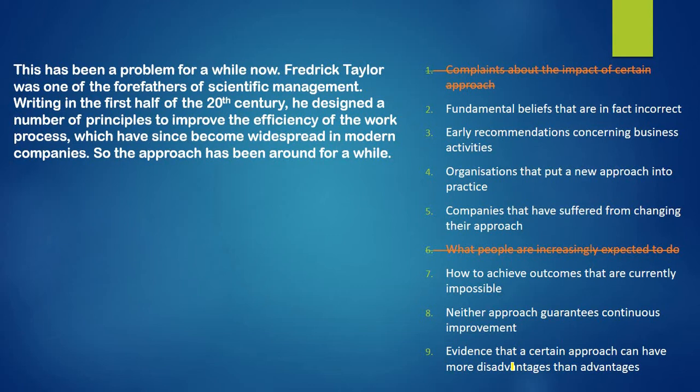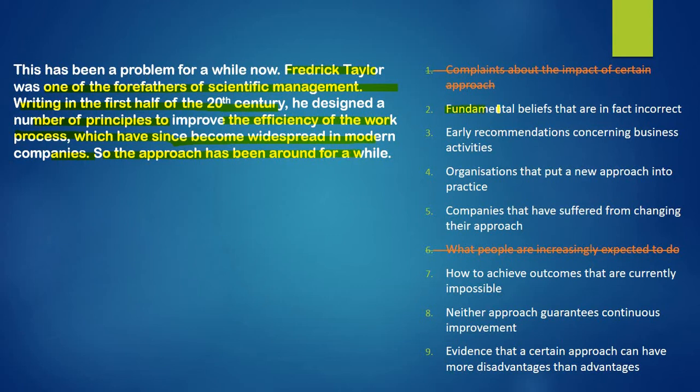If you want to read the whole paragraph, please pause the video. This paragraph talks about Frederick Taylor, one of the forefathers of scientific management. He wrote something in the 20th century, and he designed a number of principles to improve the efficiency of the work process, which have since become widespread in modern companies. So the approach has been around for a while. So this one is about a forefather of scientific management talking about work.